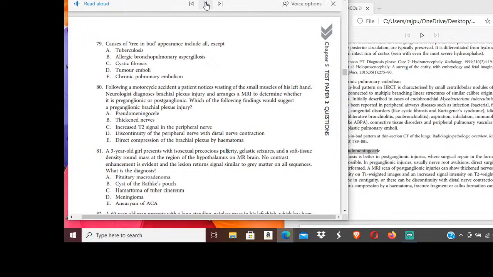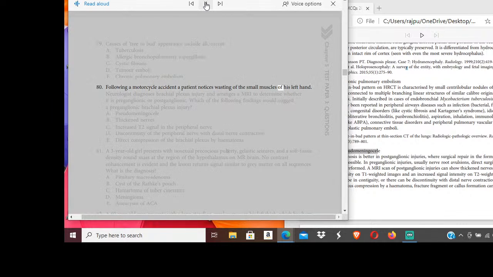80. A patient notices wasting of the small muscles of his left hand. The neurologist diagnoses brachial plexus injury and arranges an MRI to determine whether it is preganglionic or postganglionic. Which of the following findings would suggest a preganglionic brachial plexus injury? A. Pseudomeningocele. B. Thickened nerve. C. Increased T2 signal in the peripheral nerve. D. Discontinuity of the peripheral nerve with distal nerve contraction. E. Direct compression of the brachial plexus by hematoma.